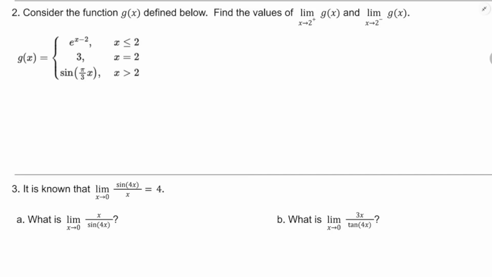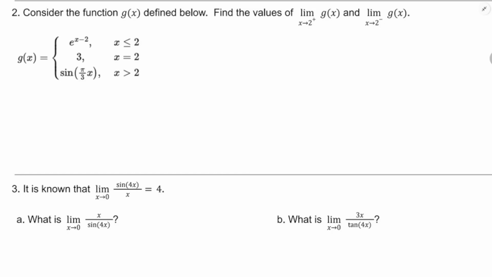Number 2 is asking us to find the values of the limit as x approaches 2 from the right and the limit as x approaches 2 from the left, just the two one-sided limits. So we're not going to need the information about what's actually happening at x equals 2, and we're not going to need to compare them to determine if they're equal. That would be needed if we didn't see a one-sided symbol on there.